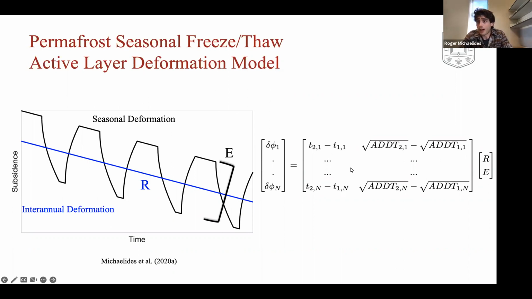And then we can relate those by, respectively, the changes in time in terms of our two interferometric observations, and then this empirical scaling that has to do with the accumulated degree days of thaw. And this just comes out from fundamental physics. If you look at the way thaw fronts progress, they have this square root of time dependence. So if we can form this system of linear equations, we can invert it and then solve for these two deformation signals that we're interested in.